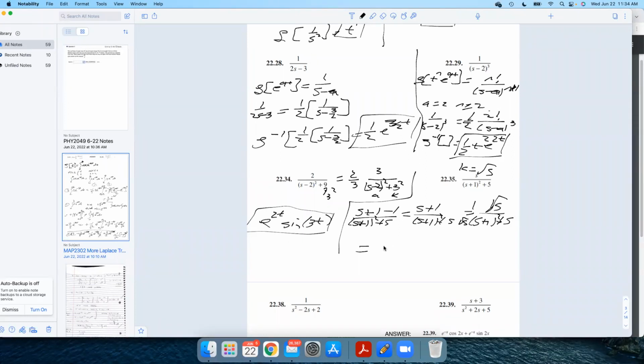We will get e to the negative t cosine root 5t minus 1 over root 5 sine root 5t.